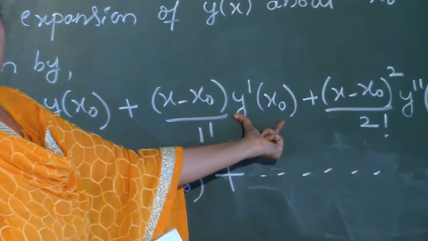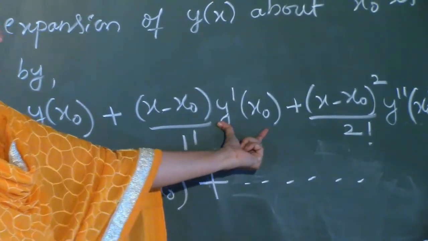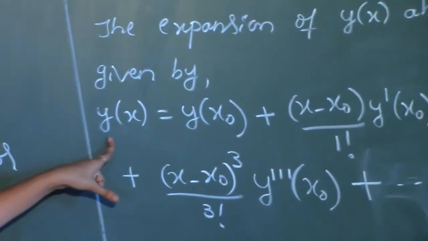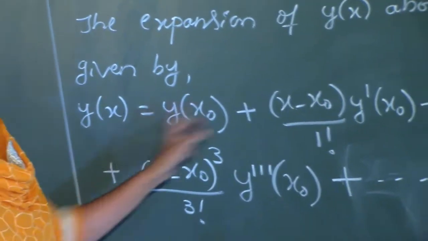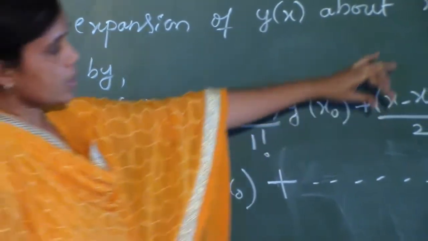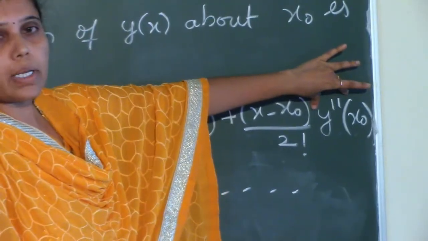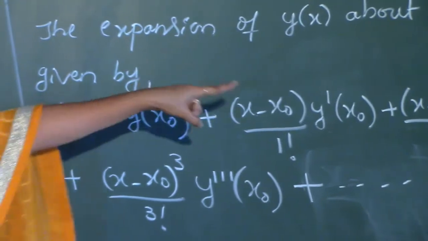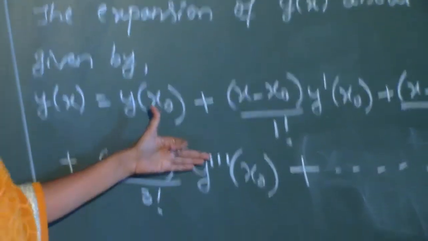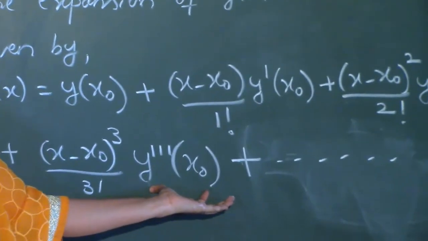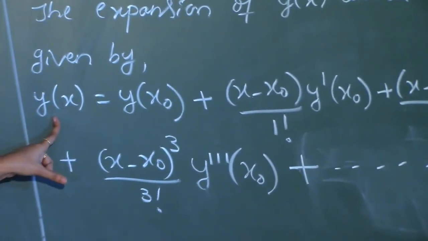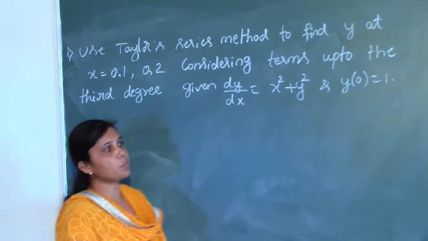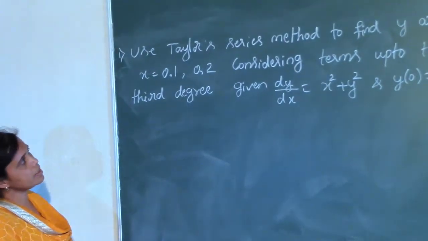Here y dash of x naught is the first order derivative or the first derivative of the function y with respect to x about the point x naught. Similarly, y double dash of x naught indicates the second derivative of y about the point x naught. Similarly, y triple dash of x naught is the third order derivative of y of x about the point x naught. Now, let us solve one problem based on Taylor series method.